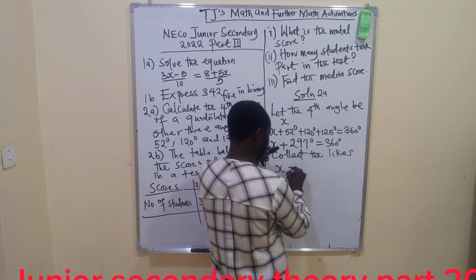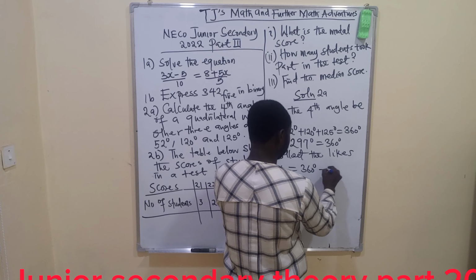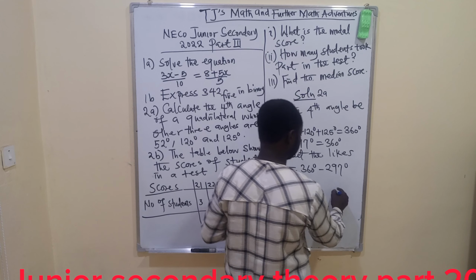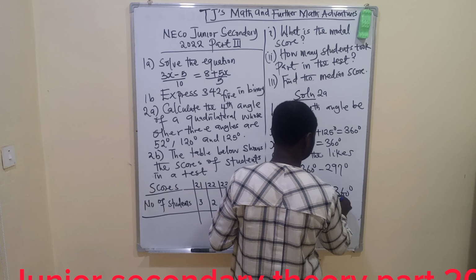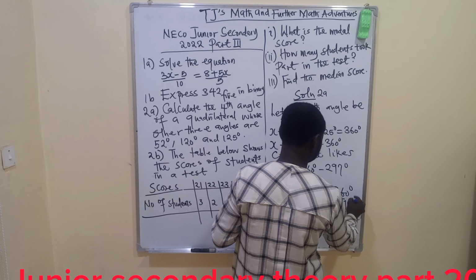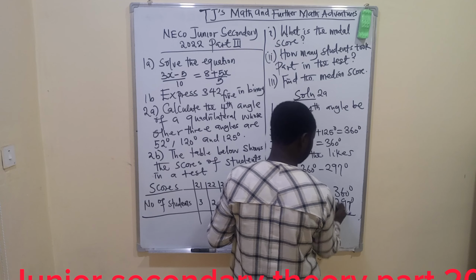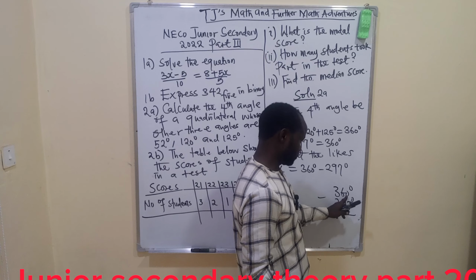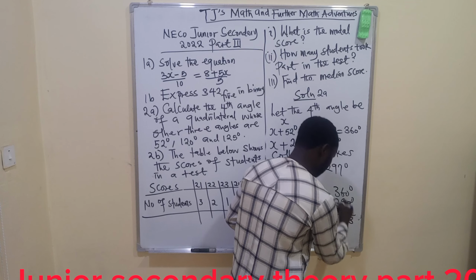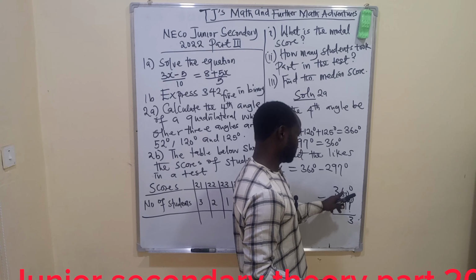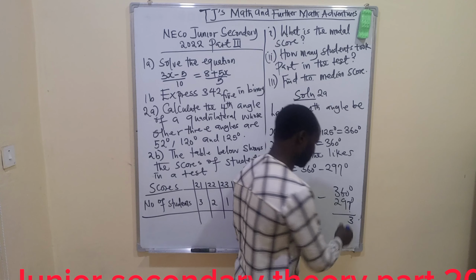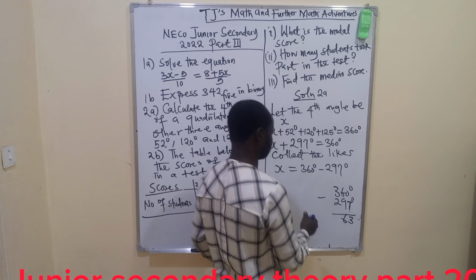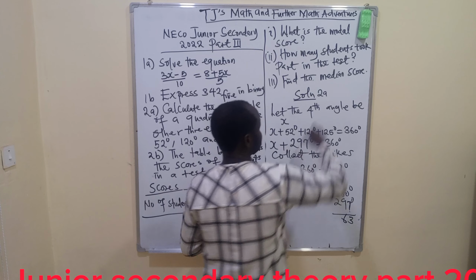So x will be equal to 360 degrees minus 297 degrees. Let's do the subtraction here. 0 take away 7 is not possible. We borrow 1 from 6, that will be 10 minus 7 is 3. We're left with 5. We borrow 1 from 3, that will be 15. 15 minus 9 is 6. Then we are left with 2 here. So we have 63 degrees.